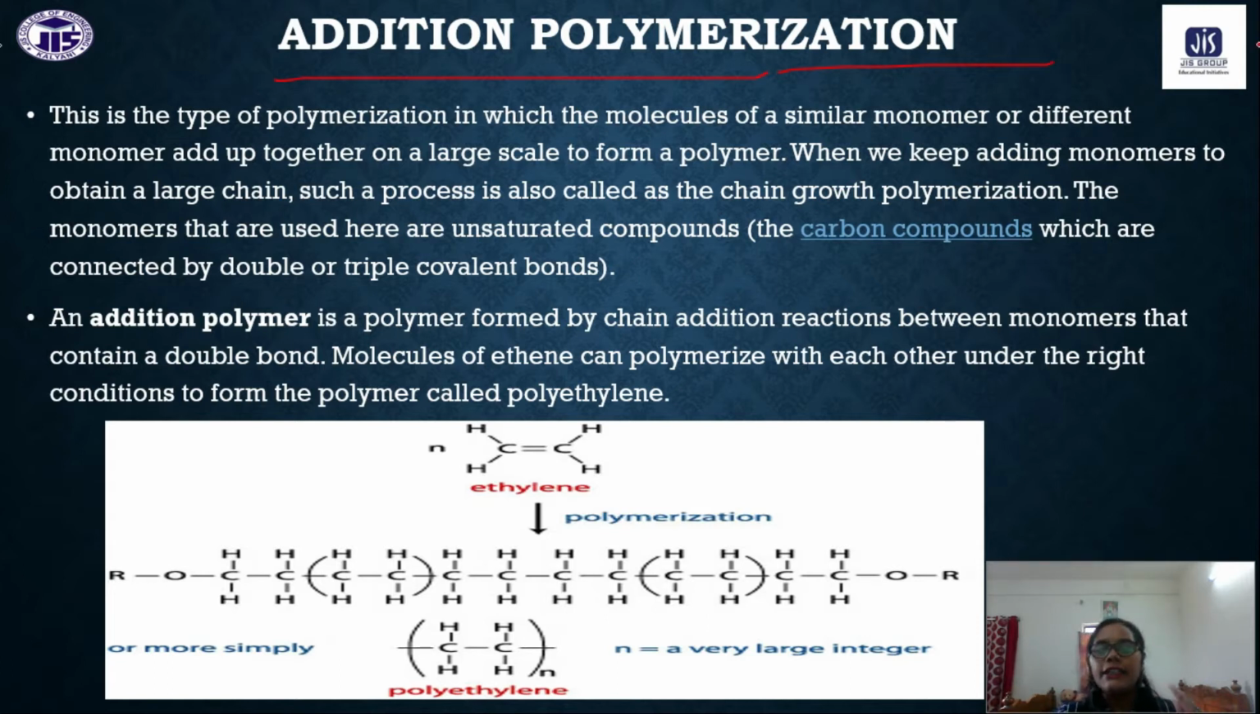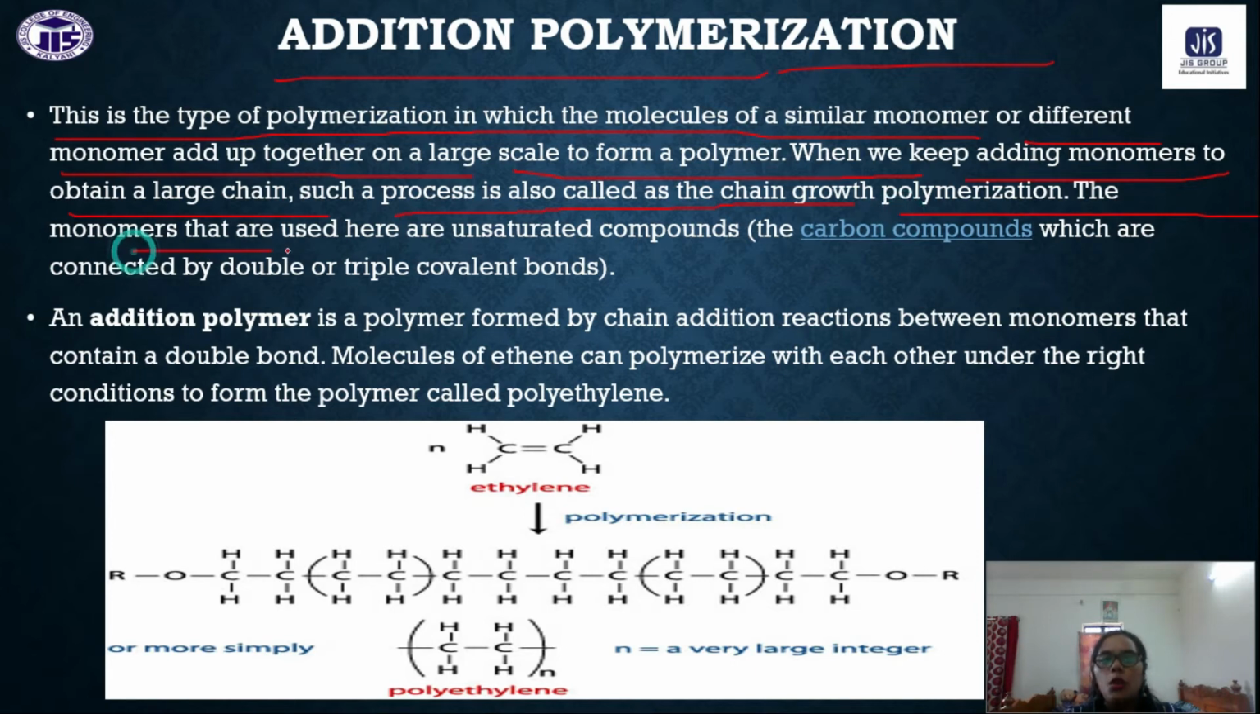Okay, so generally in addition polymerization, we have a molecule that adds monomers one by one, and while they add to each other they form a large molecule. That is called addition polymerization. This is the type of polymerization in which molecules of a similar monomer or different monomers add up together on a large scale to form a polymer. When we keep adding monomers to obtain a large chain, such a process is called chain growth polymerization.